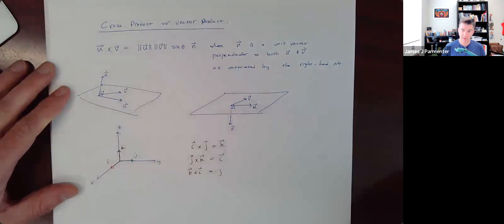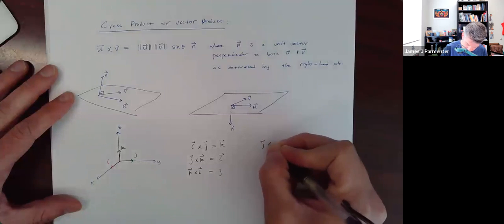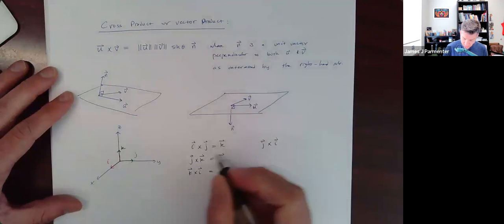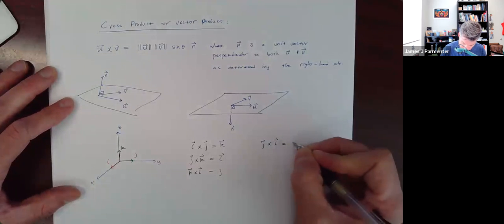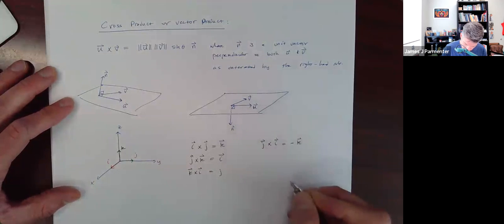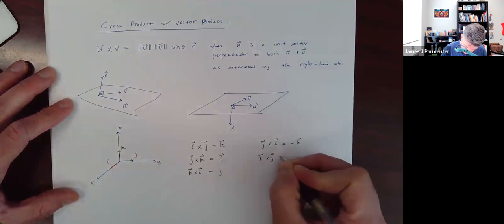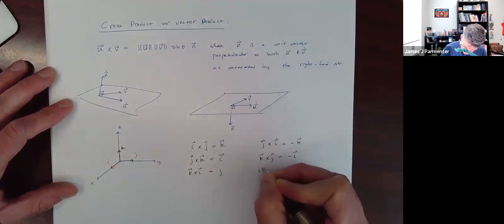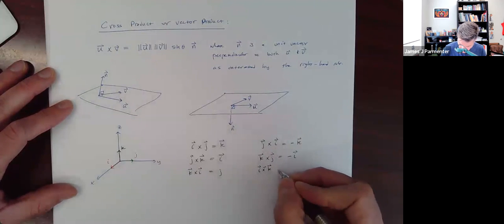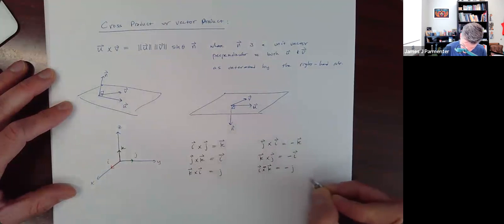And then if you turn them around, they actually do the opposite thing. So if you do, say, j cross, I should say not turn around, if you interchange the order of cross producting, j cross i is going to be negative k. And k cross j is going to be negative i. And i cross k is equal to negative j.